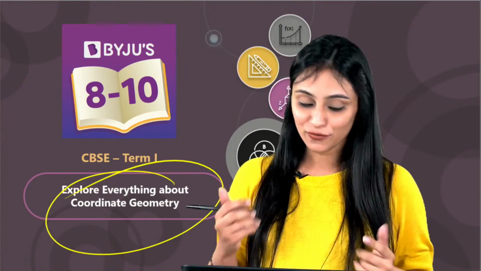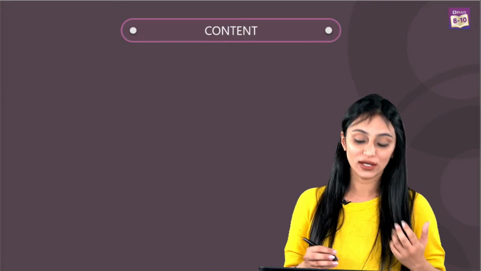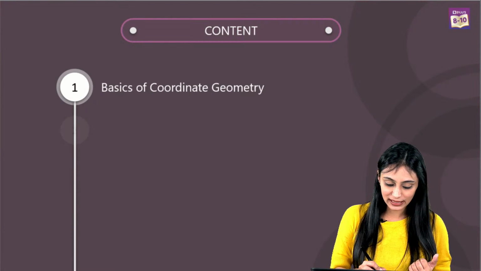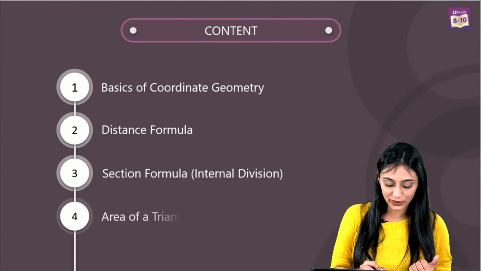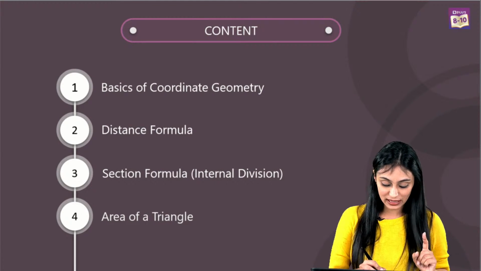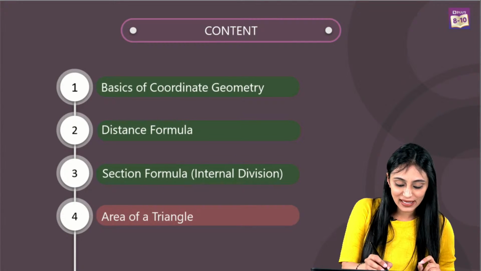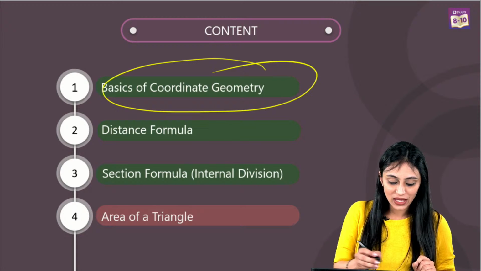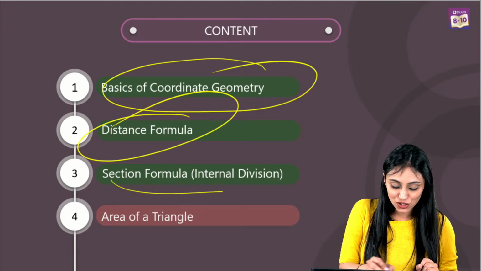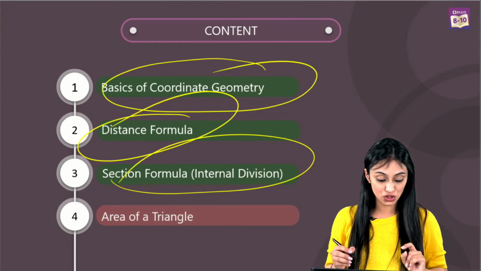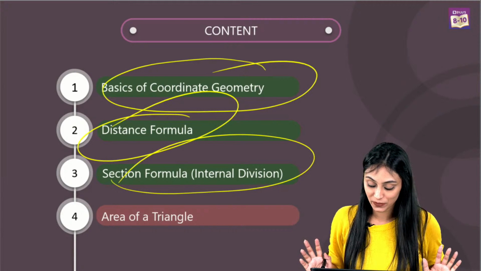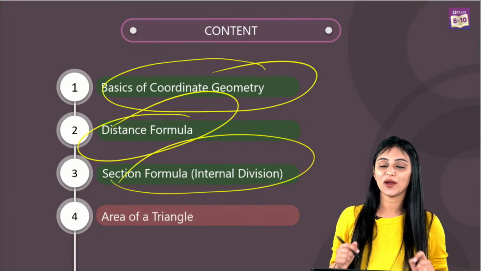So before we start off with the questions, let's first see what all contents do we have in this chapter. So these are the contents in this chapter. Right. Now, out of these, questions only from basics of coordinate geometry, distance formula, section formula, only internal division will be asked in your exam. All right. So, let's start off with the questions now.